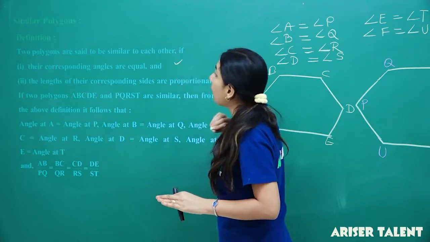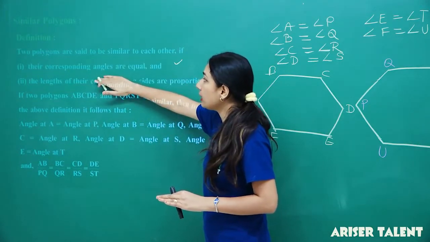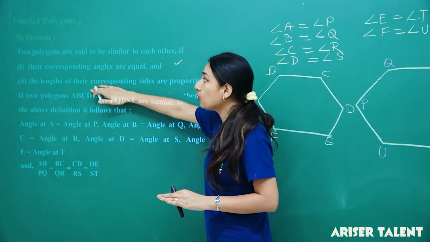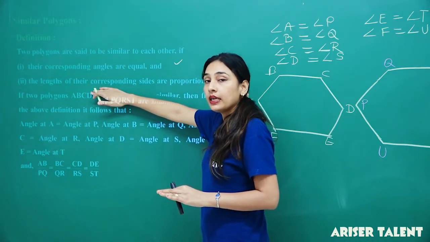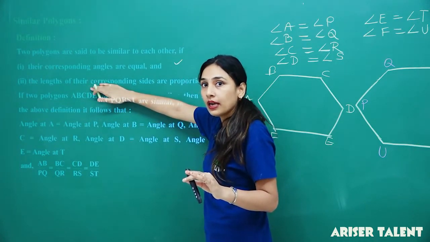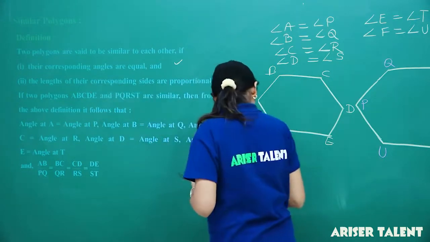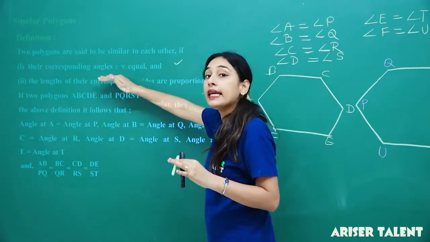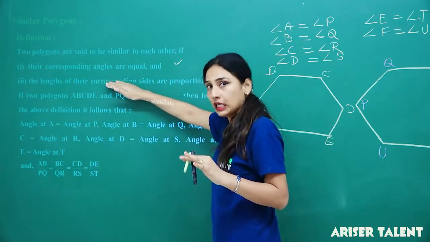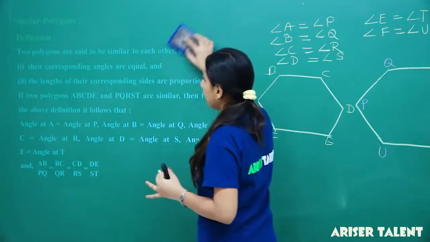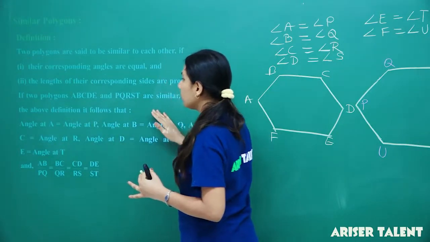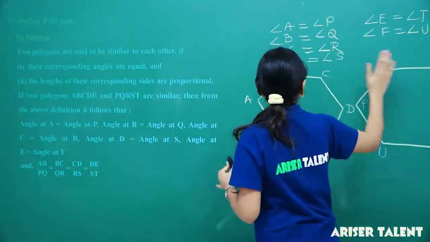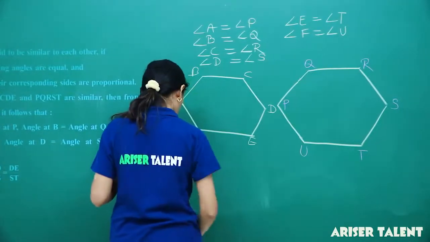From the first point, we can see that it may be congruent or it may be similar, but if it follows the second one, then it is obviously congruent and similar. Sorry, it won't be congruent. From the second line, we understood that it won't be congruent, but it will be similar. Now, from the above definition, it follows that angle at A equals angle at P. This is all the written things I have made you understand, okay students.